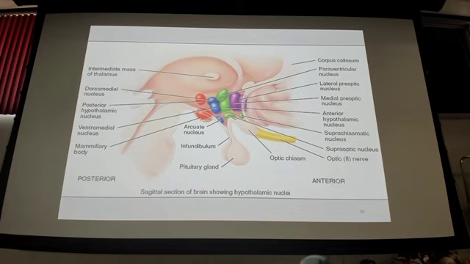Multiple different nuclei, not a single unit or structure. Multiple different nuclei of a location of the brain. Now, you look at that, you're like, holy shit. Just that alone, there's like 15 things on it. And I'm telling you that we don't need to know the different nuclei of the hypothalamus, okay? We're just going to talk about the hypothalamus in general.